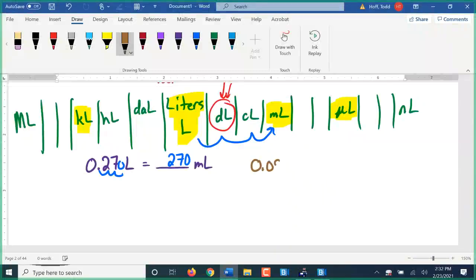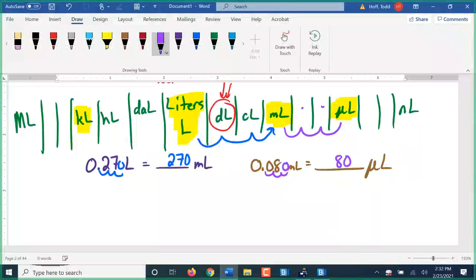You might get 0.08 milliliters and want to convert that into microliters. Milliliters to microliters, even though there are no names for these spots, they're still there. It's 3 spots to the right on the chart, so we move the decimal 3 spots over, adding a 0. That's 80 microliters.